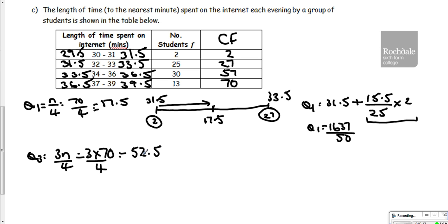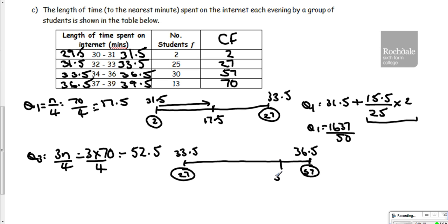So again, we don't round because it's interpolation. Looking up at the top, we've got 27 up to the end of this interval and 57 up to the end of the next interval. So that means it must be in this interval, the third one down. And again, I find it helpful to draw a picture. So it's between 33.5 and 36.5. At the beginning of that interval, we had a cumulative frequency of 27. By the end, we have a cumulative frequency of 57. And I want value 52.5. So it's pretty near the end, so I've drawn it over towards this side.